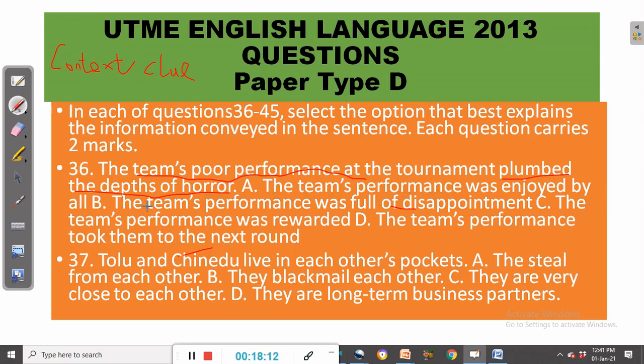So you can beat your chest and say, yes, this is actually the answer. The team's performance was full of disappointment. That is obvious. Let's look at the other options. C, the team's performance was rewarded. For what? You can't perform poorly and expect a rich reward. So that is also eliminated. Then D, the team's performance took them to the next round. We are not given that information as far as this sentence is concerned.